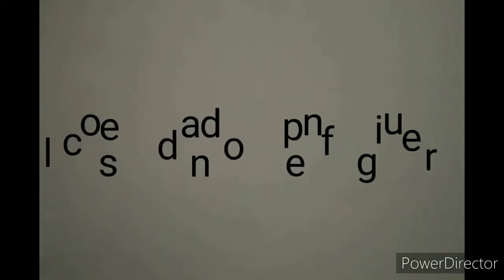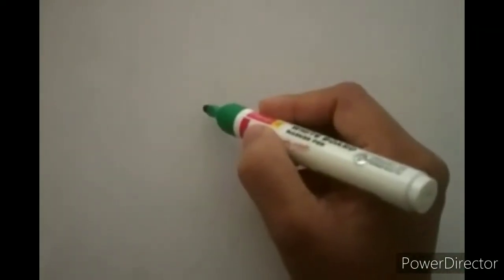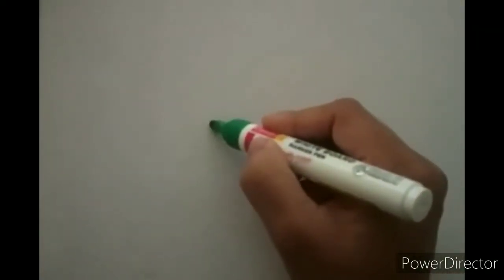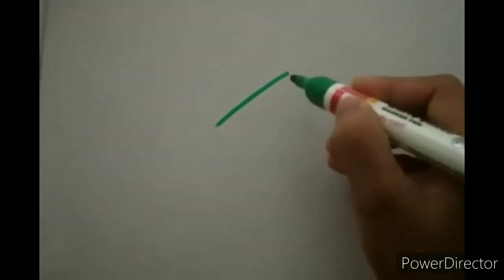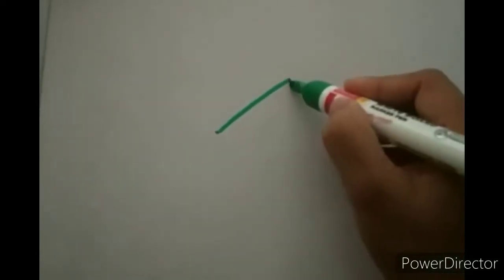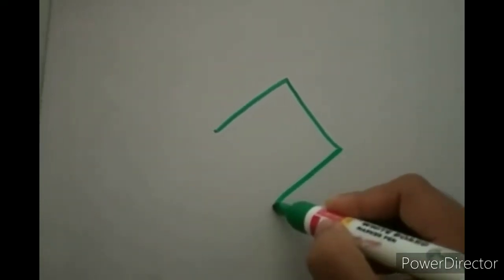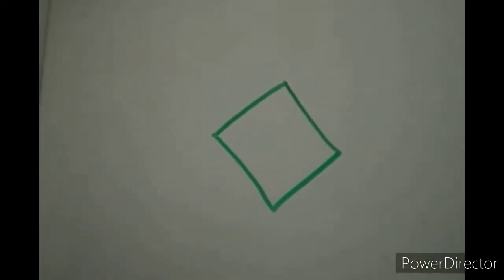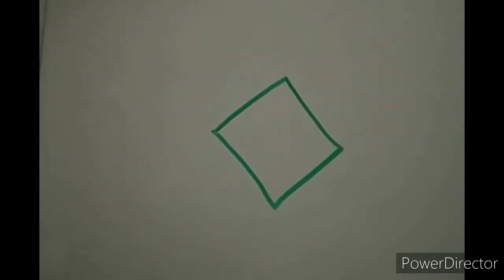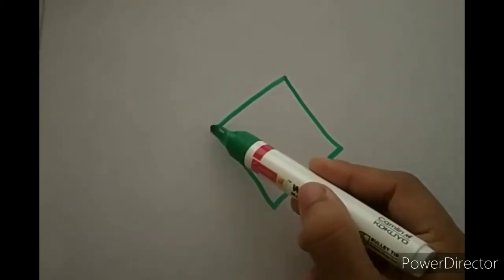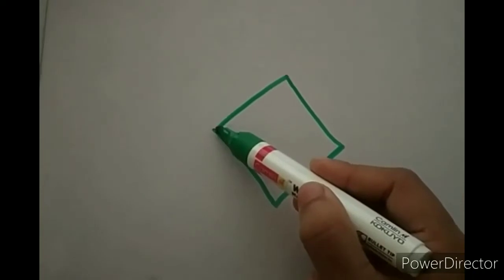In the last class, we studied about closed figures and open figures. So what are closed figures? Closed figures are figures whose starting point and ending point are same. So let us draw a closed figure. And this figure starts from this point and ends at the same point. So this is a closed figure because its starting point and ending point are same.